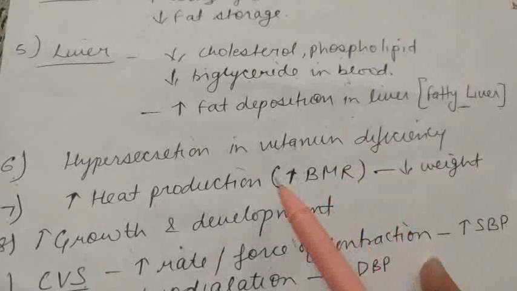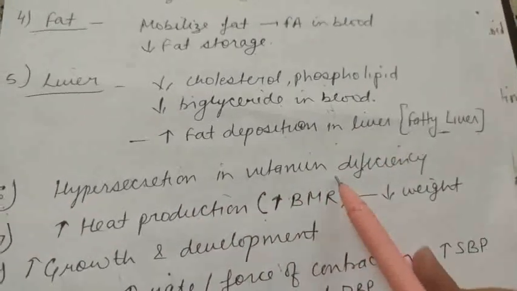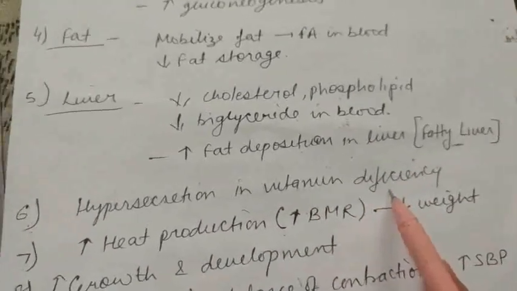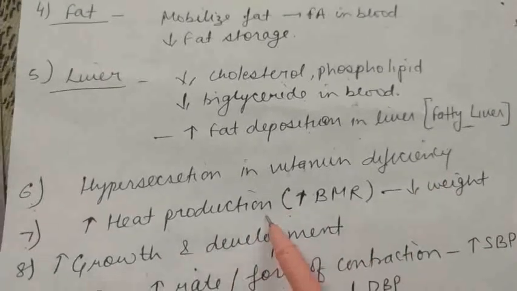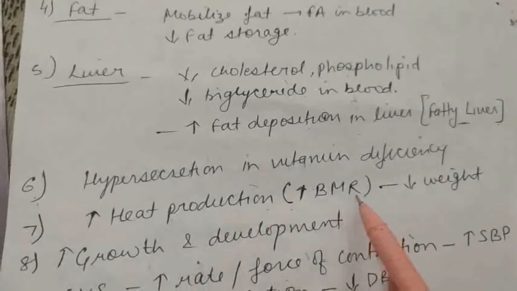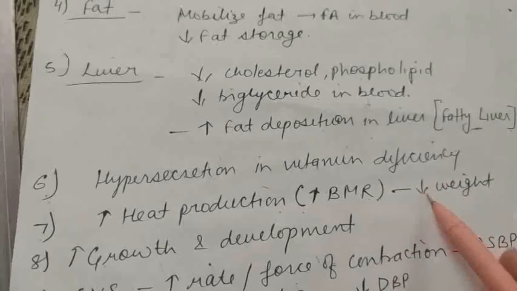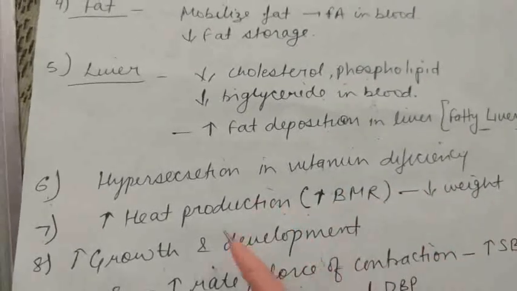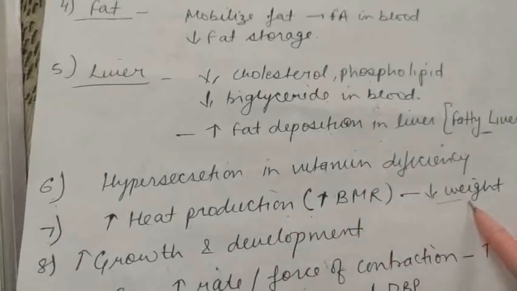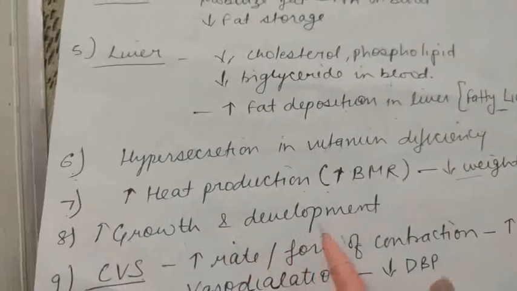Okay, hypersecretion in vitamin deficiency is often found. It increases heat production; as we know it increases BMR, so heat production increases. If BMR is reduced, heat production and energy expenditure reduce, so there is reduction in weight. It also increases growth and development.